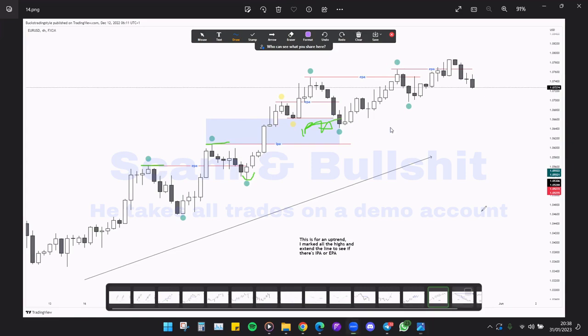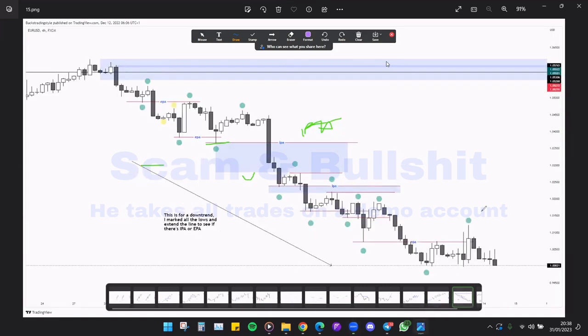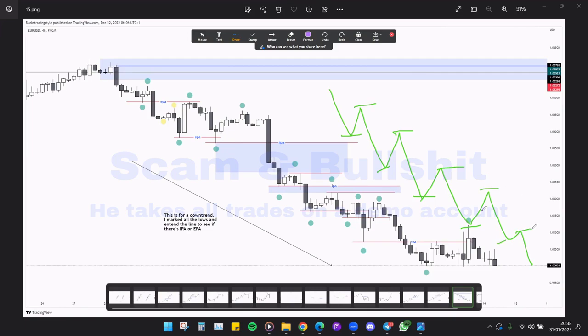So let's see for the downtrend. For the downtrend, we have the same thing right here. We should mark all highs and all lows. Everything still brings us back to structure points. So if this low gets mitigated by this high, it is EPA. If this low right here fails to get mitigated, it is IPA. So until it gets mitigated, that is.